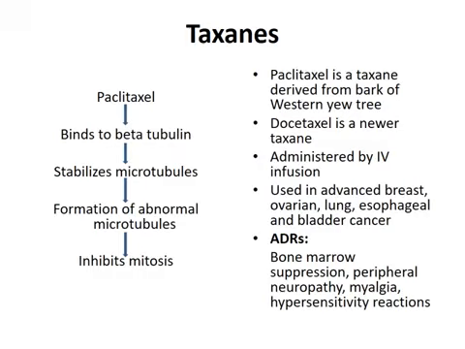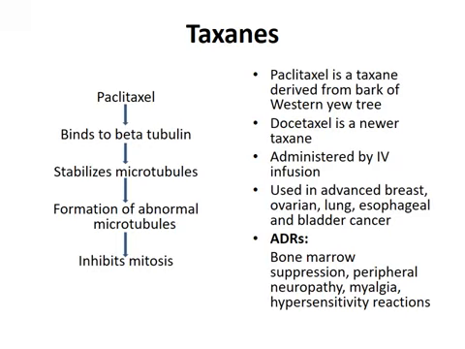Taxane. Paclitaxel is a taxane derived from bark of western yew tree. Docetaxel is a newer taxane administered by IV infusion. It is used in advanced breast, ovarian, lung, esophageal and bladder cancer. Adverse drug reactions are bone marrow suppression, peripheral neuropathy, myalgia and hypersensitivity reactions.